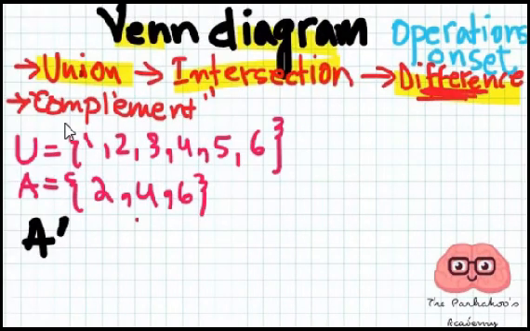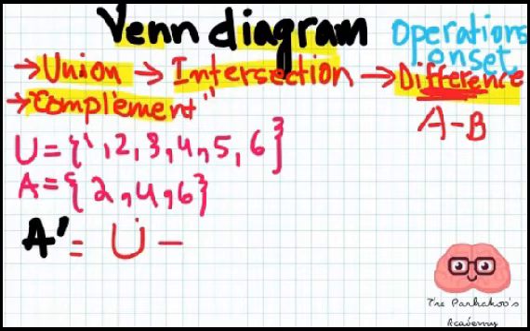Okay, the fourth one is the complement operation. So the complement operation is just like the difference operation. The only difference is that in difference operation we subtract from any given set, for example A minus B. But here in complement we always subtract from the universal set, that is U minus A.